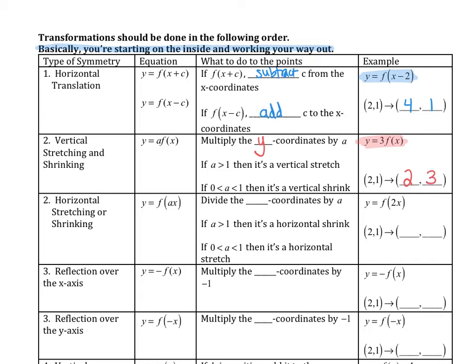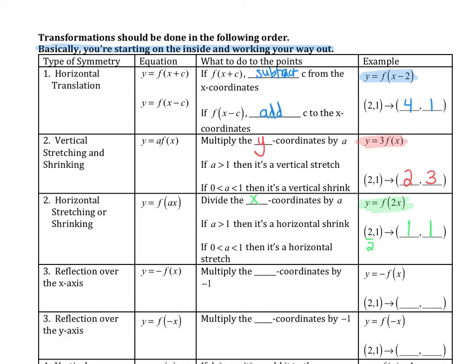Okay? After you do the outside, if there is an inside number with the parentheses, the horizontal stretching, then that is when you are going to divide the x coordinates by a. So in our example here, we have y equals f of 2x. So remember, divide the x coordinates by 2. And 2 divided by 2 here is 1. So my new point is 1, 1. Okay?